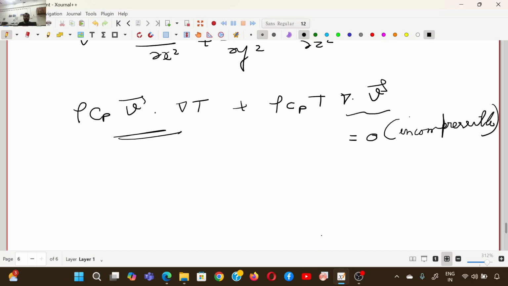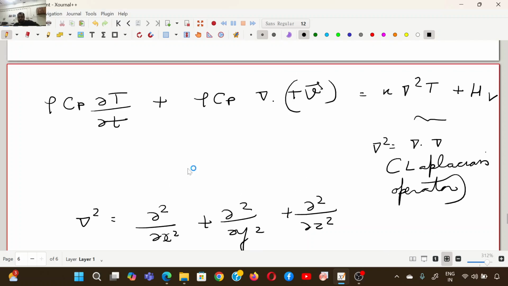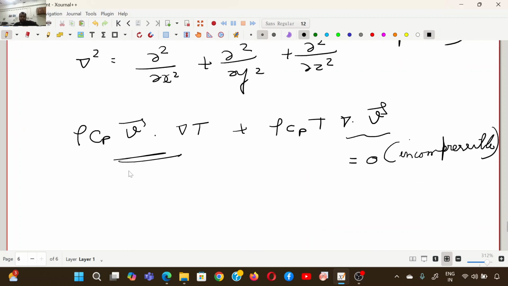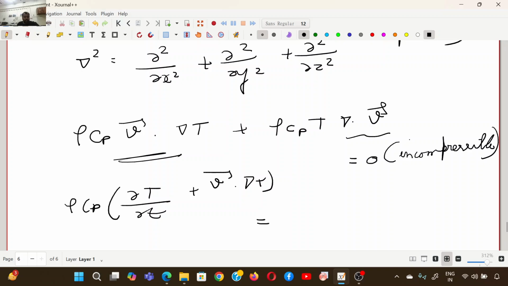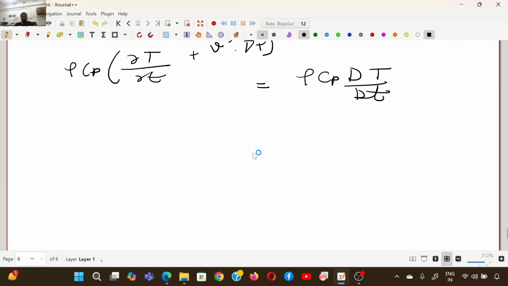Fine. And this term, when you add it with the unsteady term, you can take rho Cp common. So it will be rho Cp into dou T by dou t plus v dot del T. This is nothing but the substantial derivative, if you remember. It's rho Cp capital DT by Dt. So our equation becomes rho Cp capital DT by Dt.